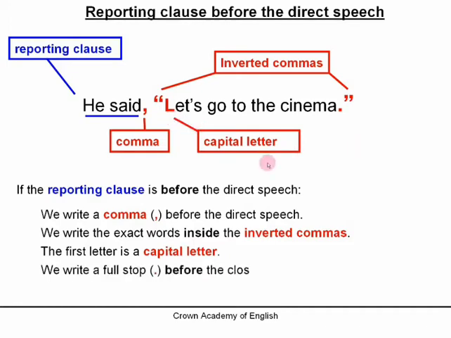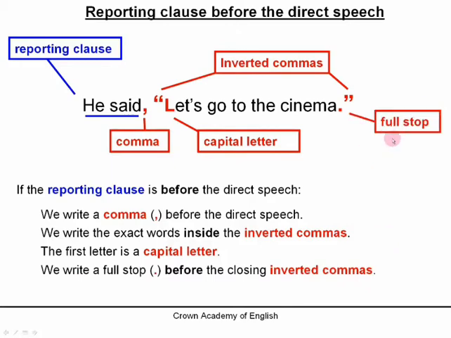And finally, we write a full stop before the closing inverted commas. So we write a full stop at the end of the direct speech and before the closing inverted commas. Okay? So a full stop is a dot on the bottom, on the line of the text. Full stop is British English. In American English, they call it a period. But it's the same thing.